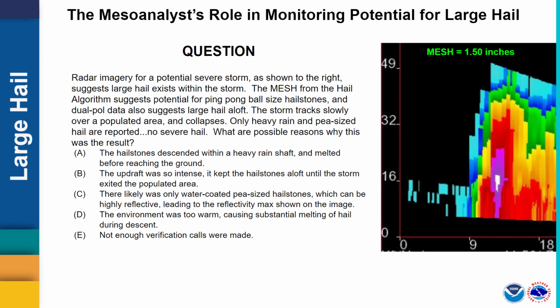Take a look at this question. Radar imagery, as shown to the right, shows a potential severe storm. It suggests large hail exists within the storm. The MESH from the hail algorithm suggests potential for ping-pong ball-sized hailstones, and dual pole data also suggests large hail aloft. The storm tracks slowly over a populated area and collapses. Only heavy rain and pea-sized hail are reported, no severe hail. What are possible reasons why this was the result?